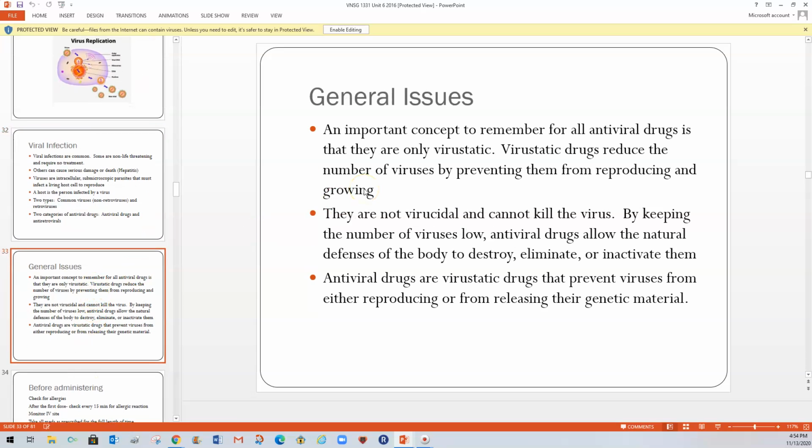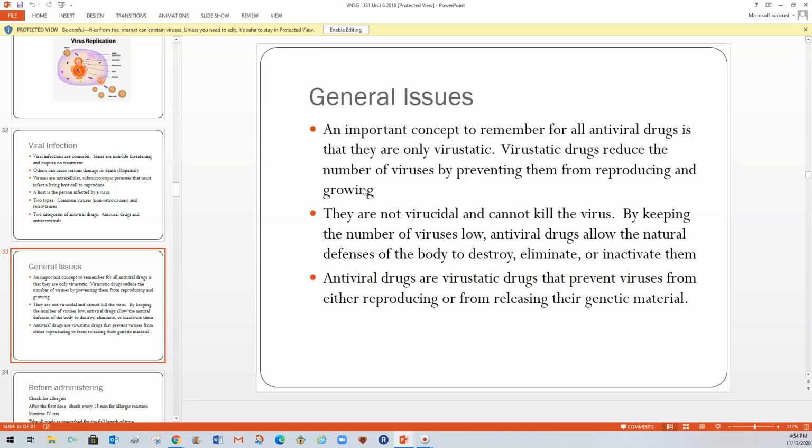An important concept to remember for all antiviral drugs is that they are only virustatic. That means that drugs reduce the number of viruses by preventing them from reproducing and growing. They are not virucidal and cannot kill the virus. They just keep them from reproducing and growing.